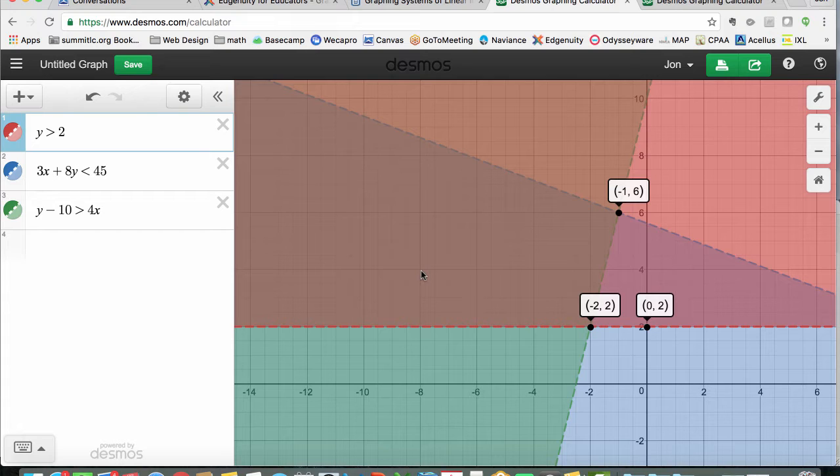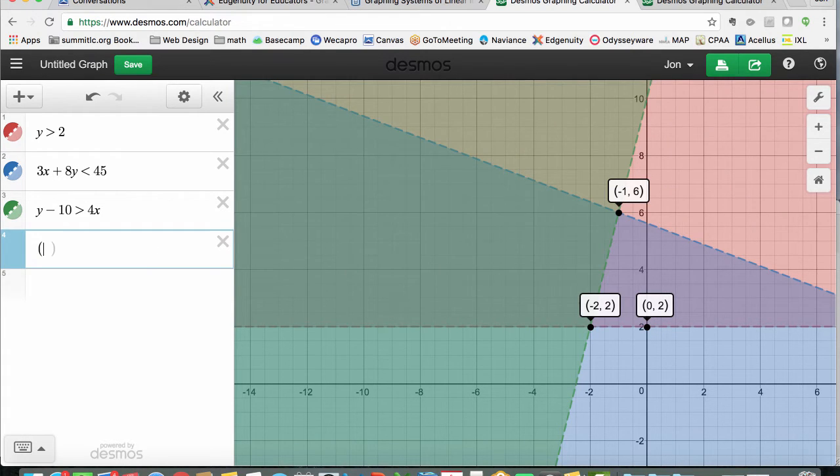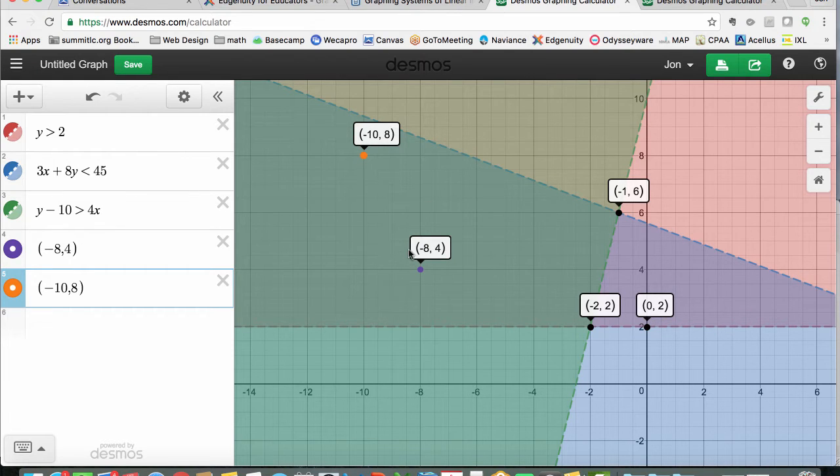So one solution would be when x is -8 and y is 4. If I plot that point, that's in the solution set of all 3 inequalities. Another solution would be -10 and 8. There we go. That's also in the solution. A point that would not be in the solution would be -4, 8. It's in the green area and the red area, but it's not in the blue area. It's not overlapping all three. So that is not a solution.